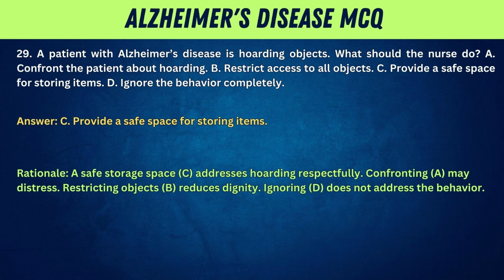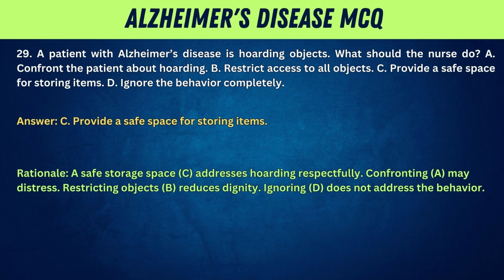29. A patient with Alzheimer's disease is hoarding objects. What should the nurse do? A, confront the patient about hoarding. B, restrict access to all objects. C, provide a safe space for storing items. D, ignore the behavior completely. Answer: C, provide a safe space for storing items. Rationale: a safe storage space, C, addresses hoarding respectfully. Confronting, A, may distress.